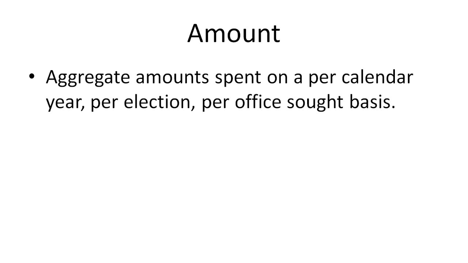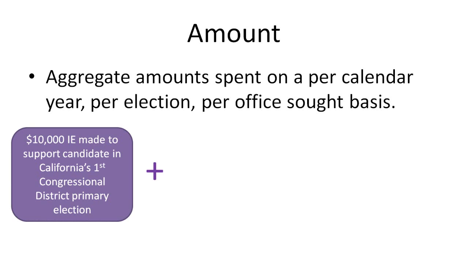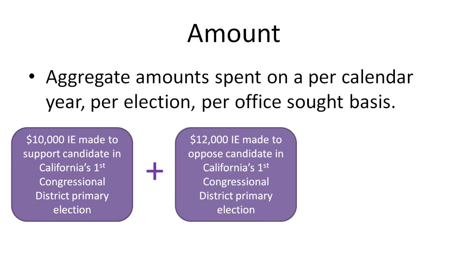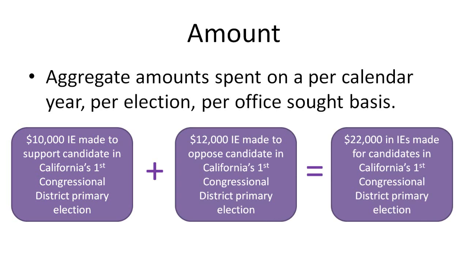in a calendar year. For example, if a filer makes a $10,000 independent expenditure to support a candidate in California's 1st Congressional District primary election, and then later that year spends $12,000 to oppose a different candidate in the same congressional district, the filer's aggregate total for that election is $22,000.